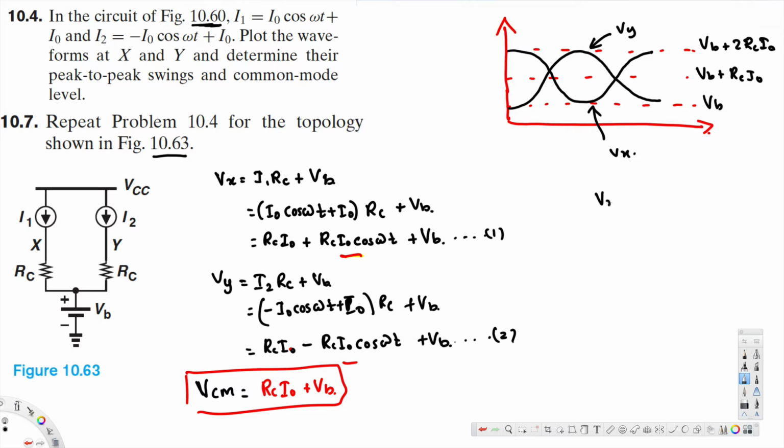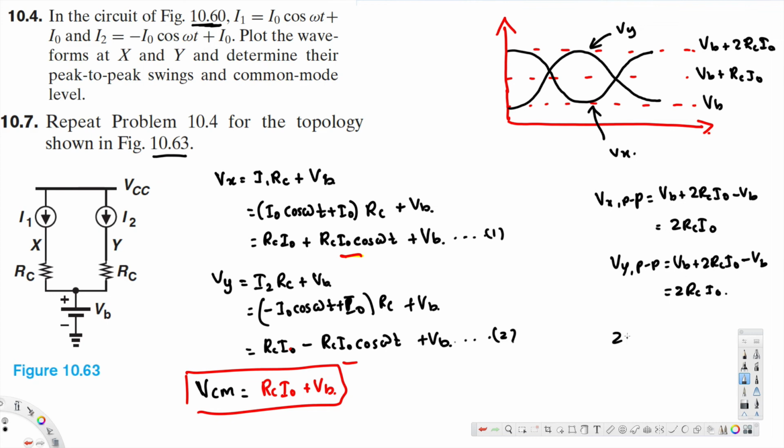Here we will have Vx peak to peak. Vx peak to peak is equal to VB plus 2 RC I naught minus VB, so VB minus VB goes away, and we will have 2 RC I naught. And then Vy peak to peak is equal to VB plus 2 RC I naught minus VB, and that gives us 2 RC I naught. So both Vx peak to peak and Vy peak to peak are 2 RC I naught, and that's how we do this kind of problems. I hope you guys find this video helpful.